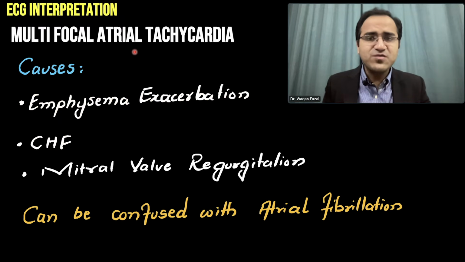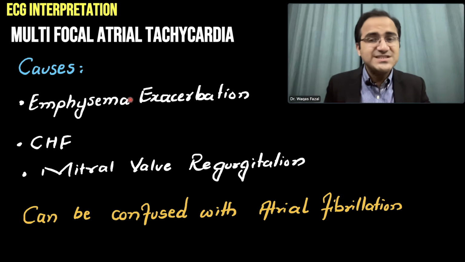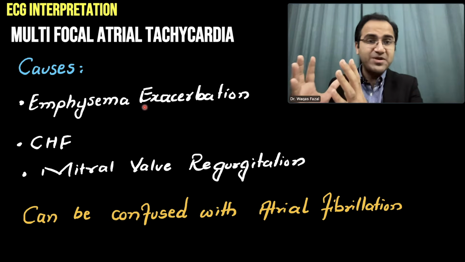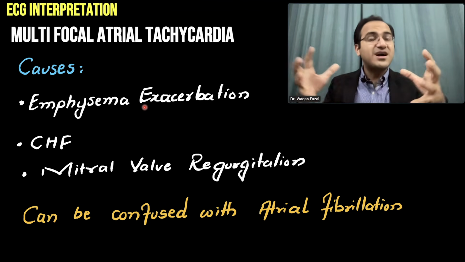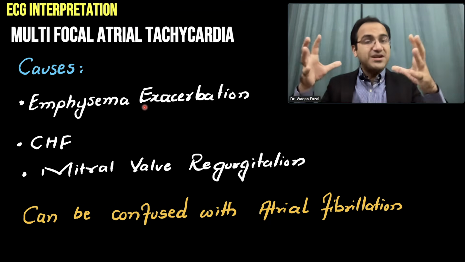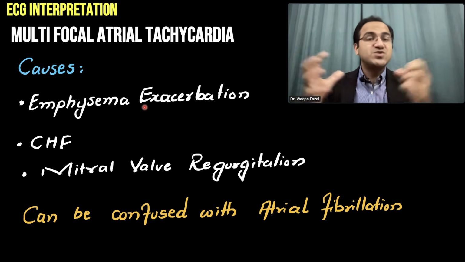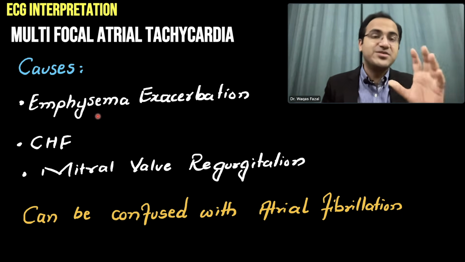Now, the causes of multifocal atrial tachycardia are all the ones that cause damage to the heart. Emphysema exacerbation, emphysema, all the pulmonary diseases cause cor pulmonale. They damage the right side of the heart because the lungs are damaged. The right heart tries to oxygenate the blood. The right heart pushes the blood to the lungs, but it cannot get oxygenated. So it tries to force the blood into it. There is pulmonary hypertension in pulmonary conditions, and all these pulmonary conditions damage the right ventricle, and right ventricle failure ultimately leads to problems in the atria and atrial pacemaker.